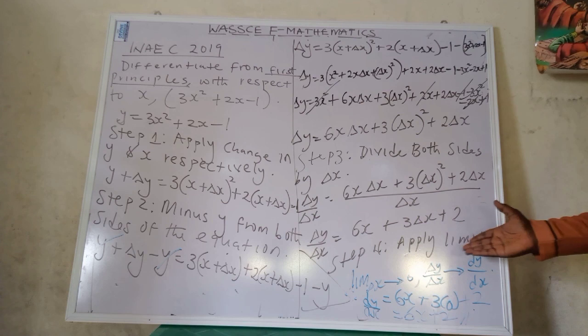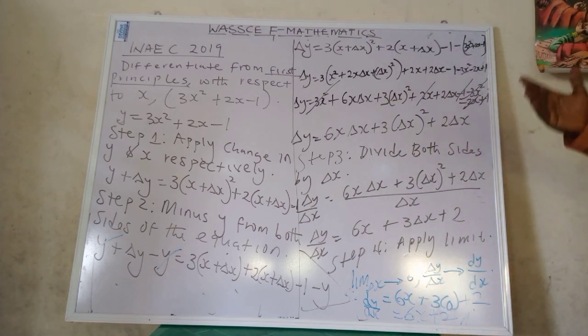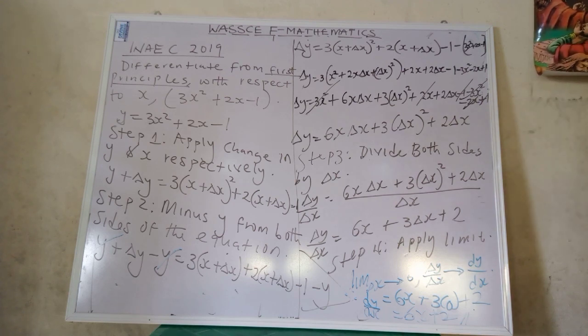And then the next thing, we apply limits. And so when you are given a question, these are the 4 or 5 steps that would be carried out for you to be able to arrive at your final answer. I'm sure that's clear enough.